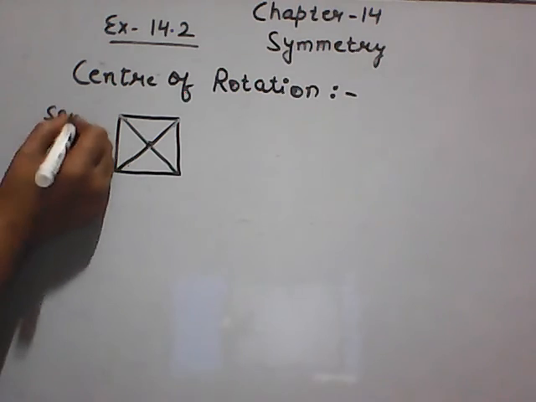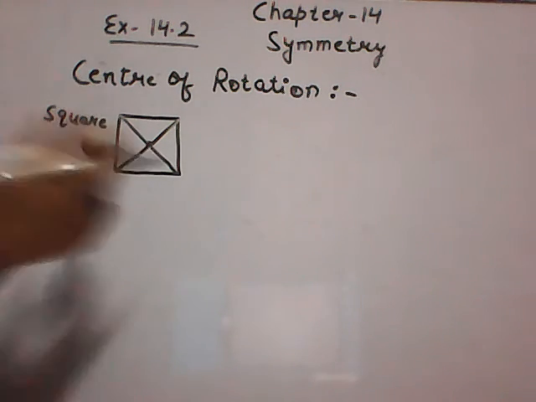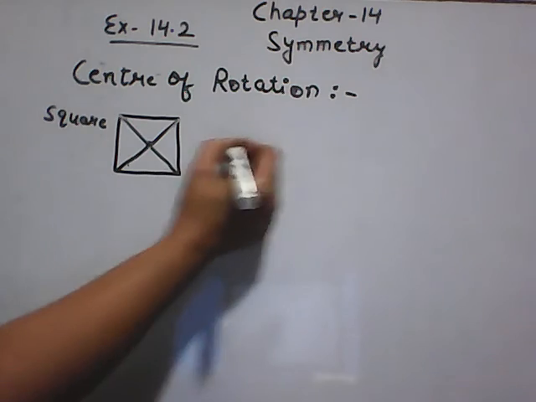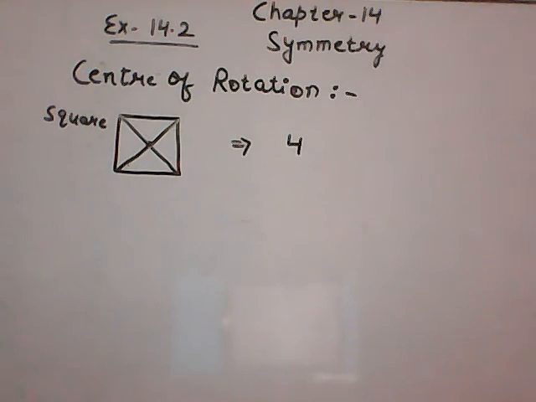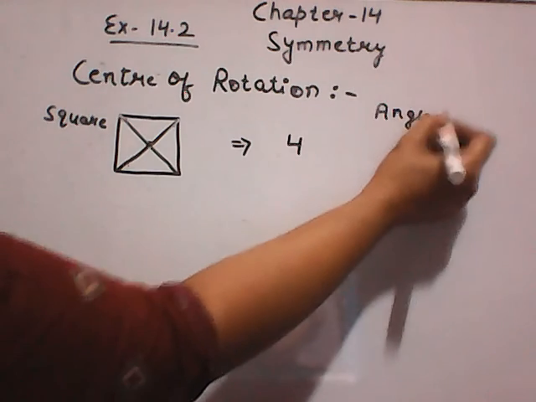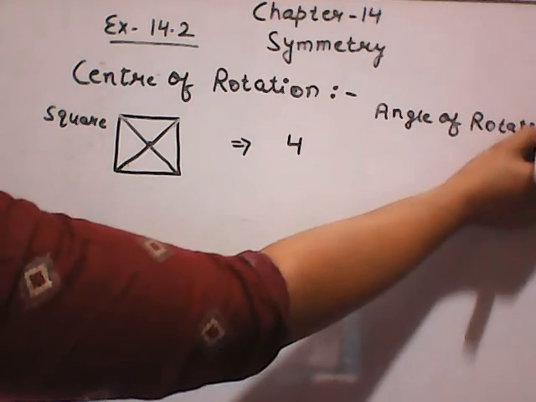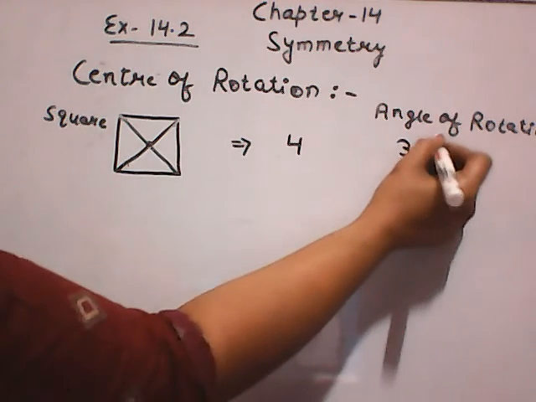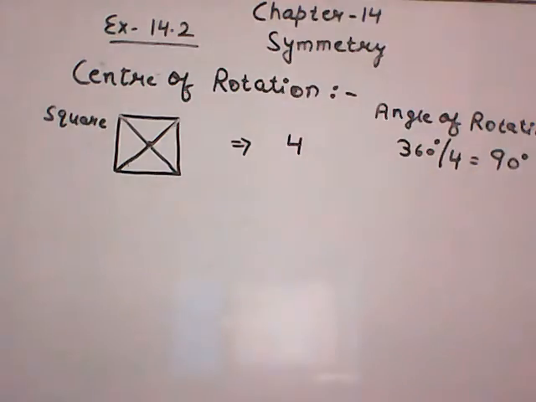It is a square, and the center of rotation for the square is the intersecting point of the diagonals. For the order of rotation, we know that all sides are equal, so the order of rotation will be 4. Now we have to find out the angle of rotation. Angle of rotation can be found by using the formula, or you can say the method, 360 degrees divided by the number of sides. 360 divided by 4 is 90 degrees. So the angle of rotation for a square will be 90 degrees.